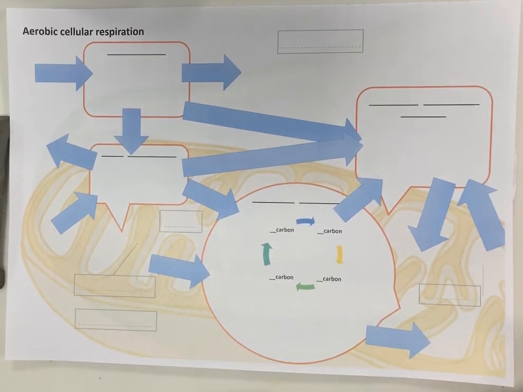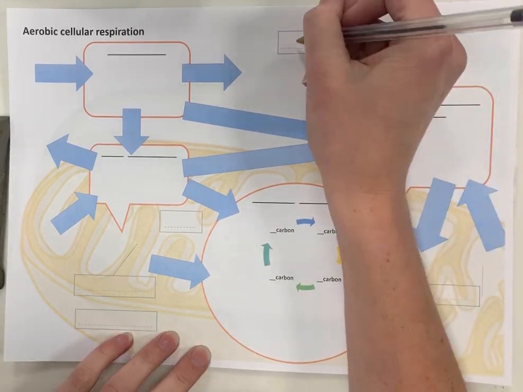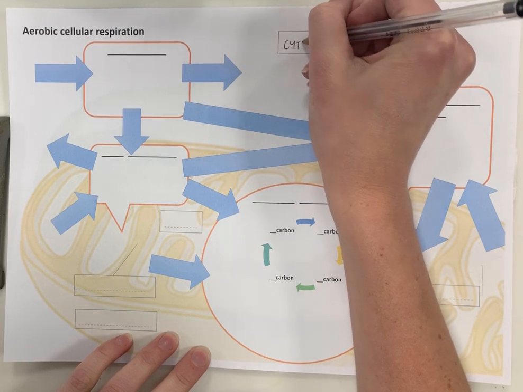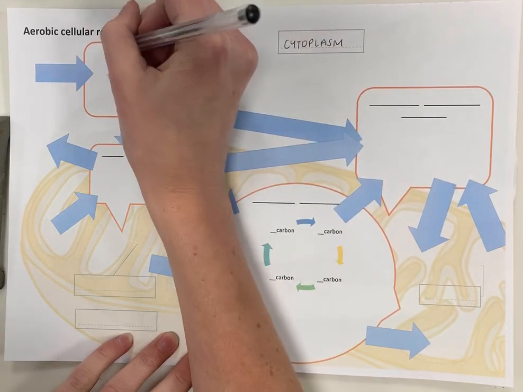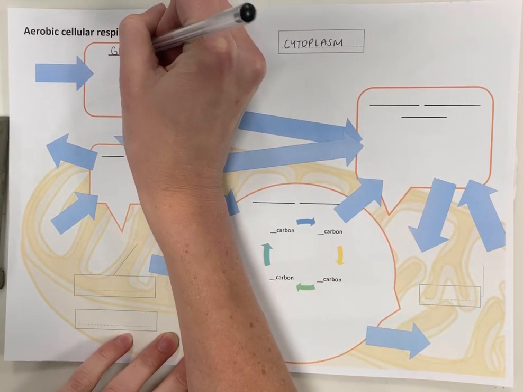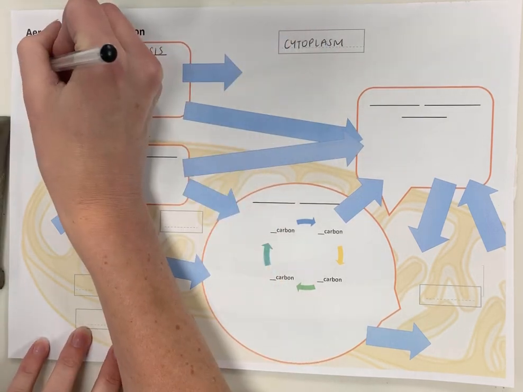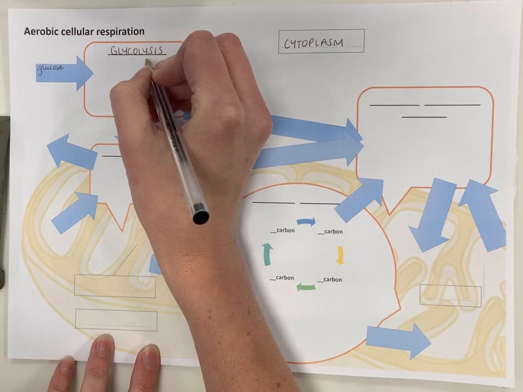Here we're looking at cell respiration. So our first stage occurs outside the mitochondrion in the cytoplasm of the cell. And our first step is glycolysis, which means sugar splitting. So we start with some glucose, which enters in here.